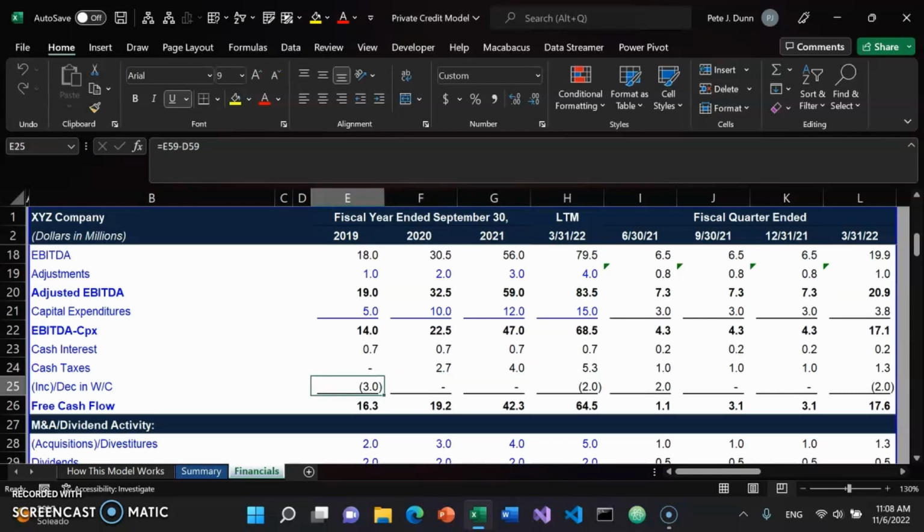And then you have the change in working capital, which is equal to Echo 59 minus Delta 59. And the idea here is that working capital will be shown on the 59th row. We'll get to that. And then you have free cash flow, which is EBITDA minus CapEx.